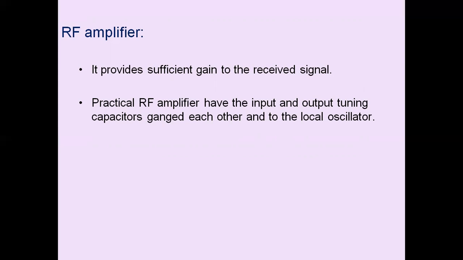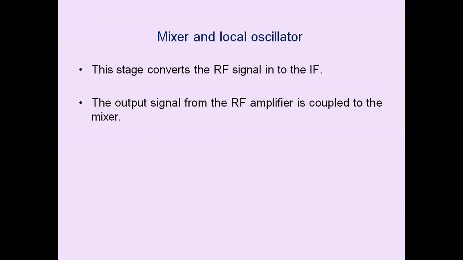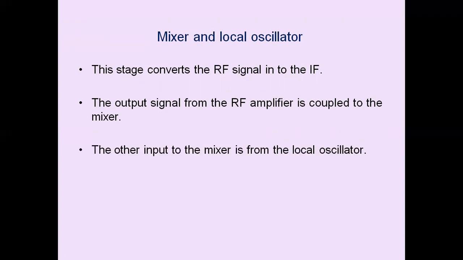Practical RF amplifiers have the input and output tuning capacitors ganged to each other and to the local oscillator. Then we have the mixer and the local oscillator. This stage converts the RF signal into an IF signal. The output signal from the RF amplifier is coupled to the mixer. The other input to the mixer is from the local oscillator.